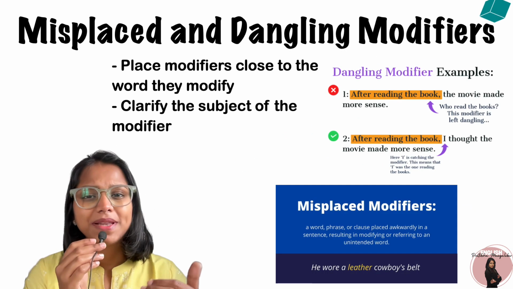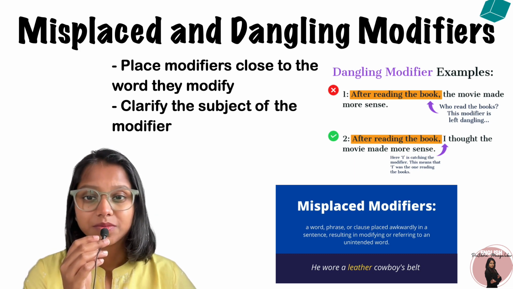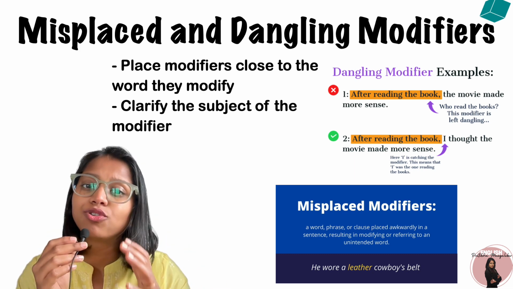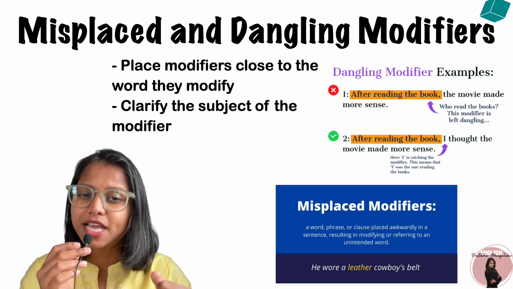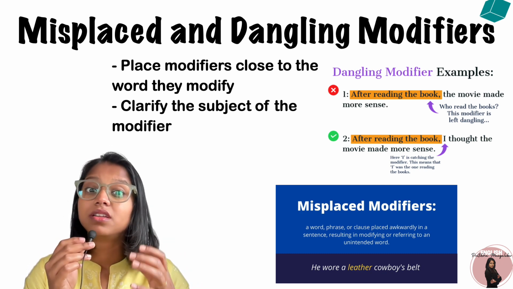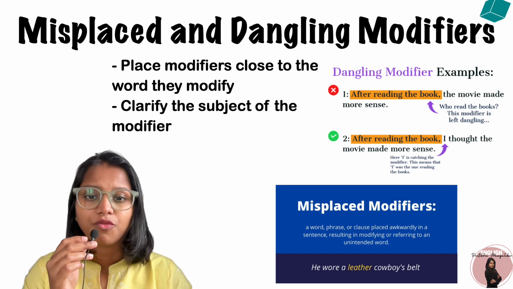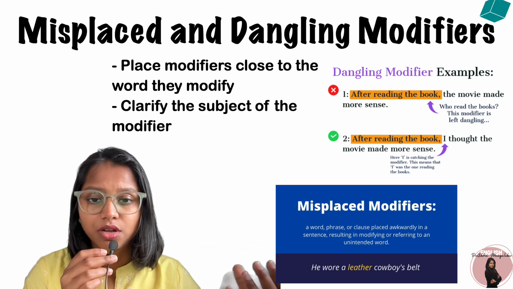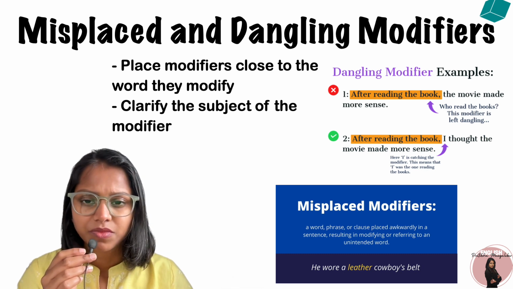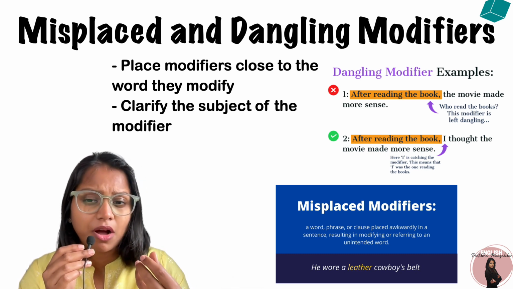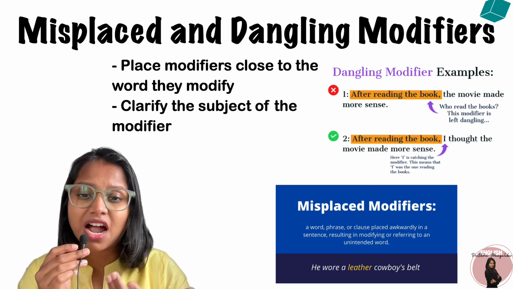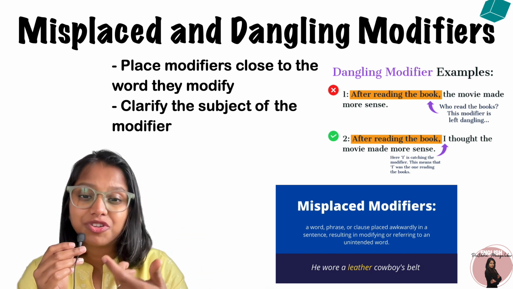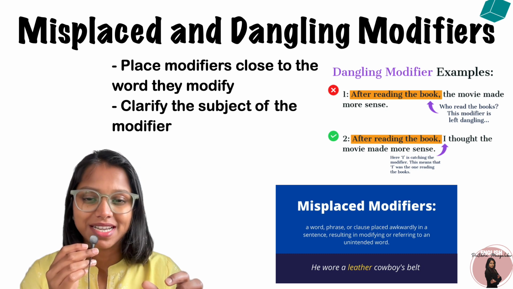Next is misplaced and dangling modifiers. Place modifiers close to the word that they modify to avoid confusion. Make sure that the subject of the modifier is clear and logical. For example, read this sentence. After reading the book, the movie made more sense. Okay, we are talking about the movie making more sense after reading the book, but we don't know who has read the book. After reading the book is a modifier in this sentence.